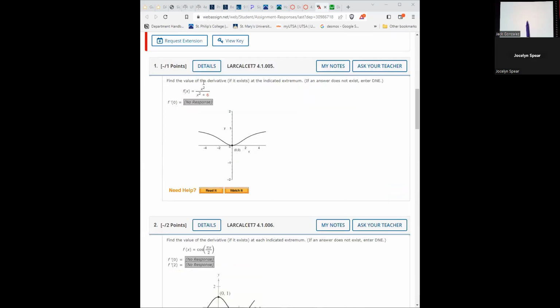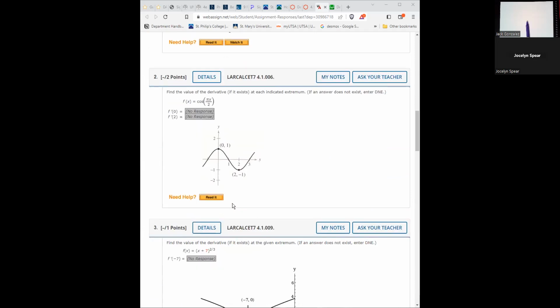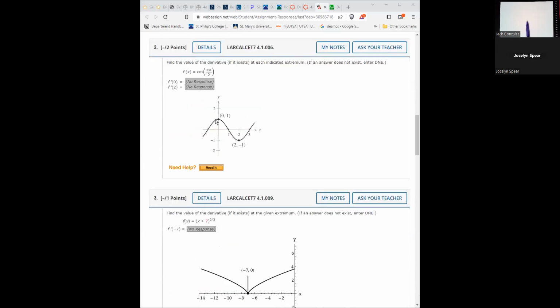So find the values of the derivative if it exists at the indicated extremum. Extremum basically means one of these valleys or peaks right here. So these are extrema. They may or may not be the minimum or maximum, but minimum and maximum values will happen at extremum.